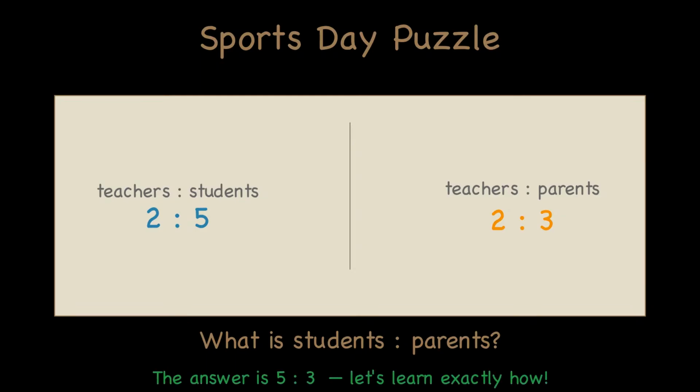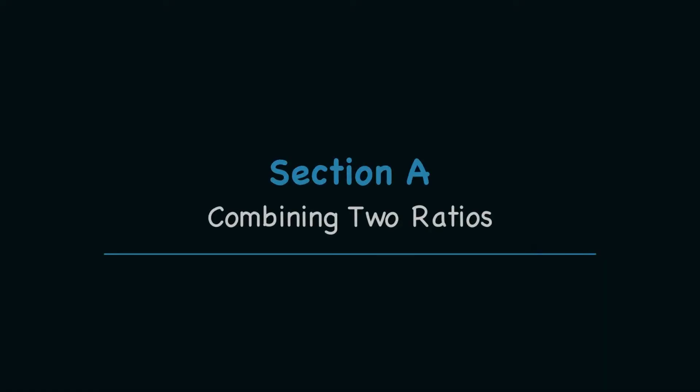By the end of today's lesson, you'll be able to solve this in your sleep. The answer is students to parents equals 5 to 3. And the key skill we need is combining two separate ratios into one three-part ratio. That's exactly what Section A is all about. Section A, combining two ratios.